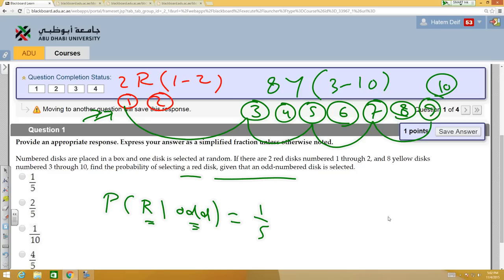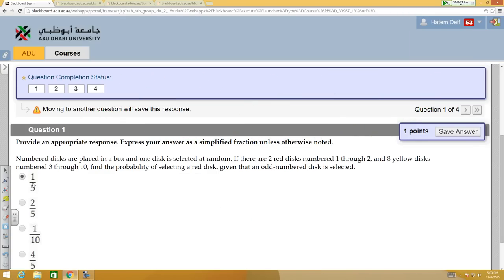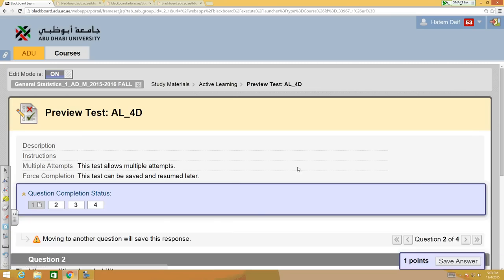If it's even, the same thing. If I ask you what is the probability it will be red given it's even, I have 5 of them even, so only one of them is red, so it will also be 1 over 5. Okay, now is this question clear? Okay. Let's move on. This will be 1 over 5. Let's go to the next question.